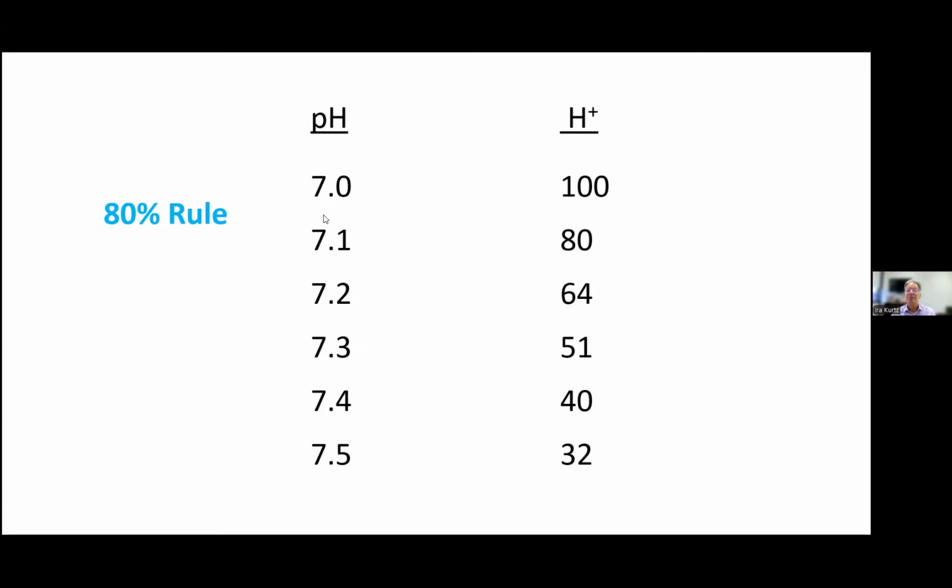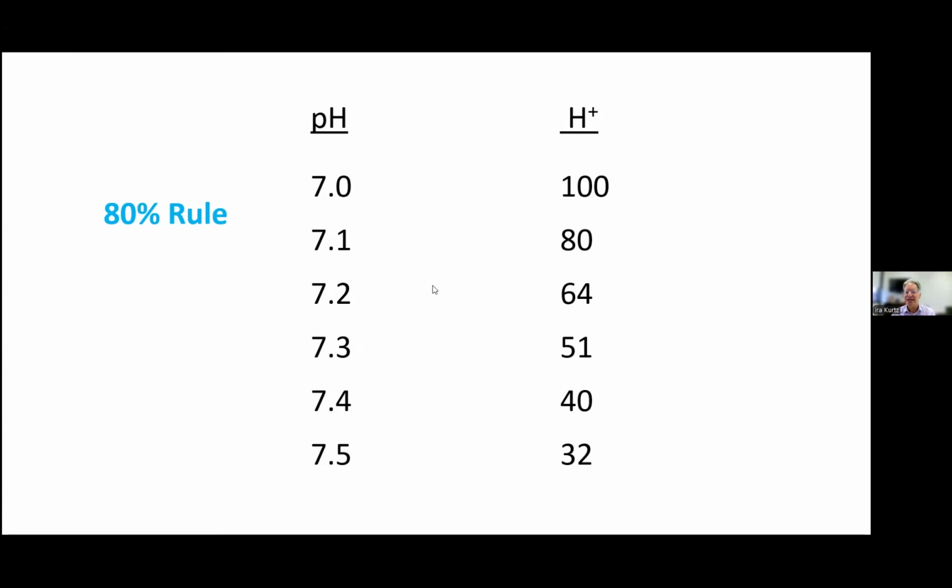An easy way to remember is that a pH of 7 is a hydrogen ion concentration of 100 nanomolar, 10 to the minus 7 molar. Hydrogen ion concentration is a very small number when you think about it. And then you just take 80% of the previous number to get the remaining one.